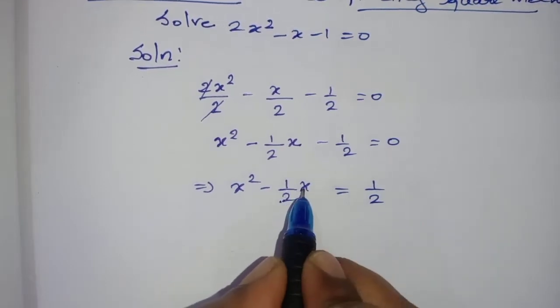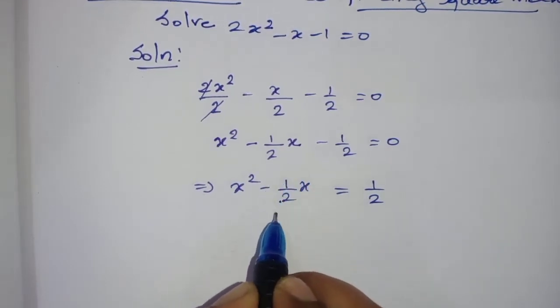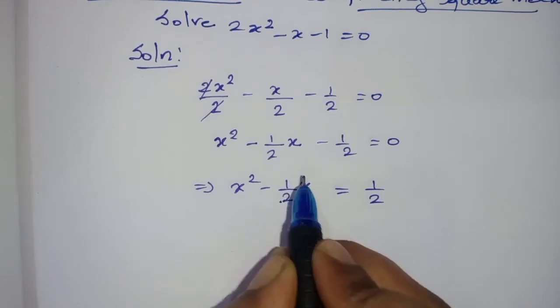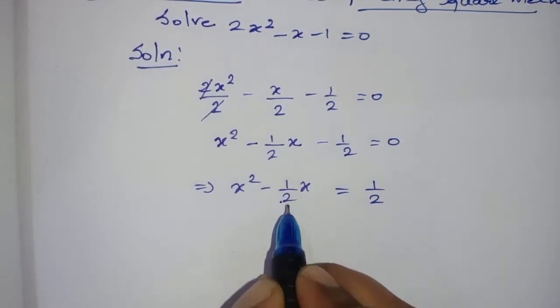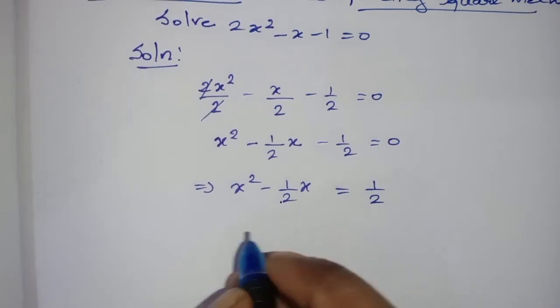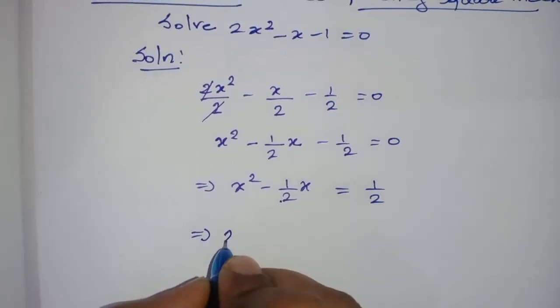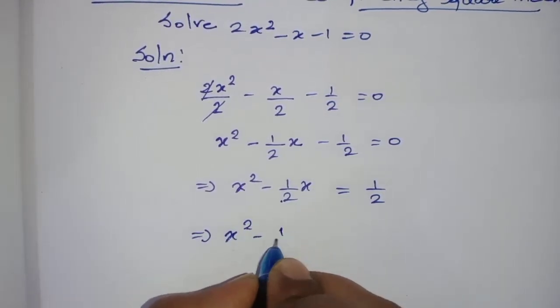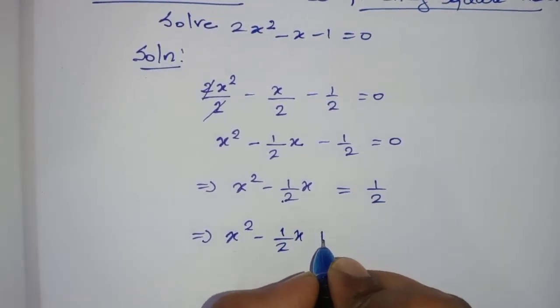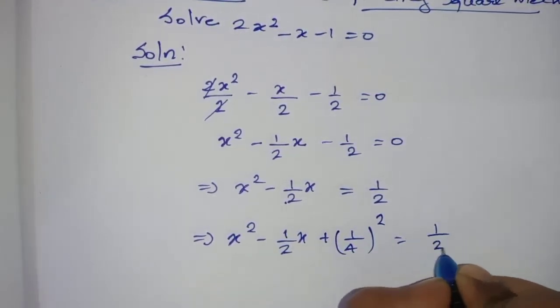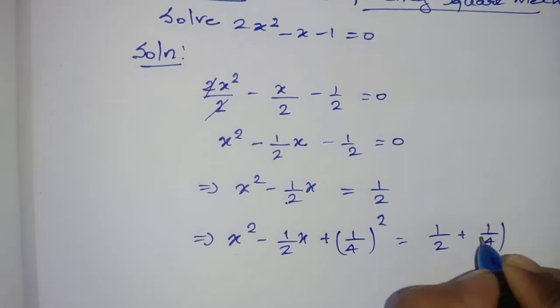Okay. Enna pandrom, the x oda coefficient irukkile and the 1 by 2. அதில் half எடுத்து அது square பண்ணி both sides add பண்ணணும். இப்போ 1 by 2ல half நான் என்ன வரும் 1 by 4. So 1 by 4 square பண்ணி both sides add பண்ணணும். x square minus 1 by 2x plus என்ன வரும் 1 by 4 the whole square. இங்கு என்ன வரும் 1 by 2 plus 1 by 4 the whole square.